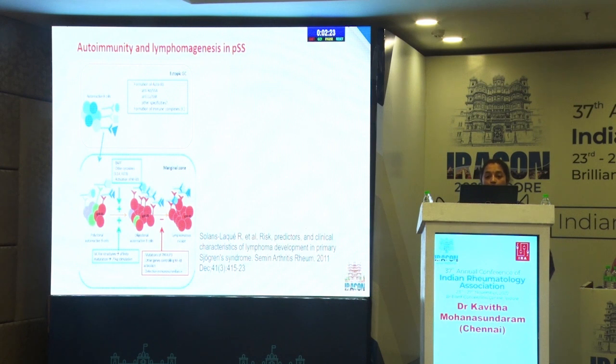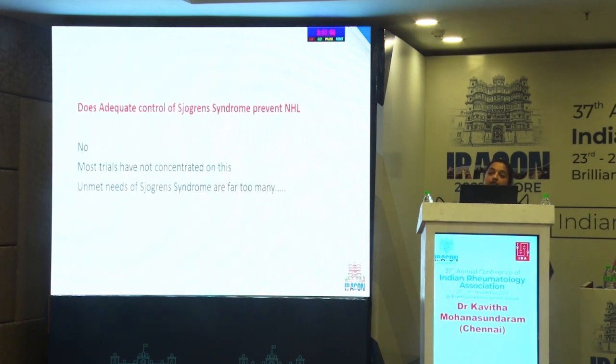So when you come to autoimmunity and lymphomagenesis in primary Sjogren's, it is the autoreactive B cell from the ectopic germinal center which goes into the marginal zones, activated by BAFF along with other cytokines. They go in for oligoclonal monoreactive B cell proliferation, which has a lymphomatous escape. But this could be prevented. So we treated with rituximab or we treated with belimumab in the initial Sjogren's. Does it prevent lymphoma? Before saying no, I should say there has not been much data regarding this.